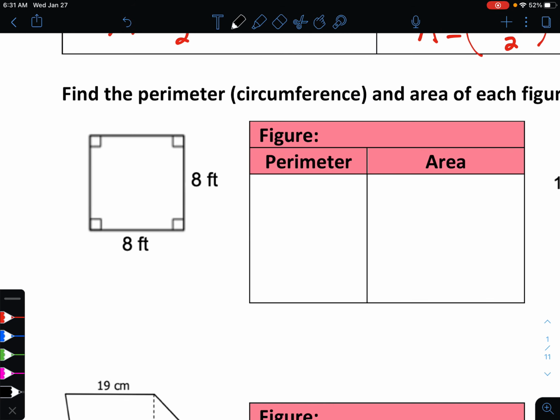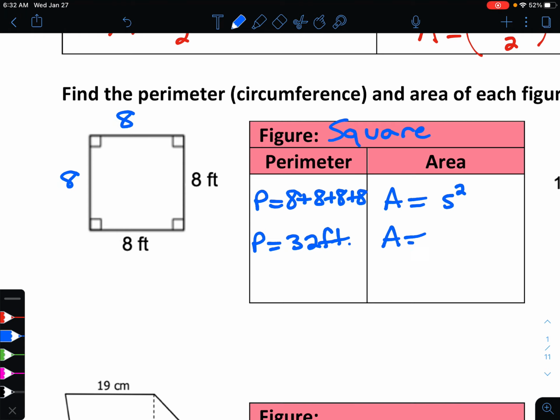Make sure that they are in fact there for you, because if not, you will need to type those in. Now for area, remember the area for a square is to take your side and square it. So our sides were length 8. Let me go ahead and correct that. Length 8, so that would be 8 squared. And if you take 8 multiplied by 8, that is 64. So the area of our figure is 64 feet.